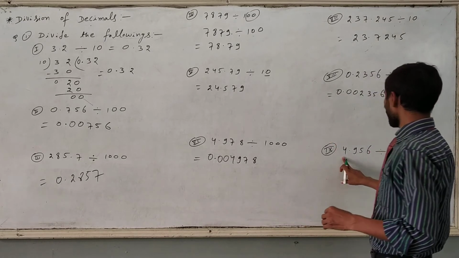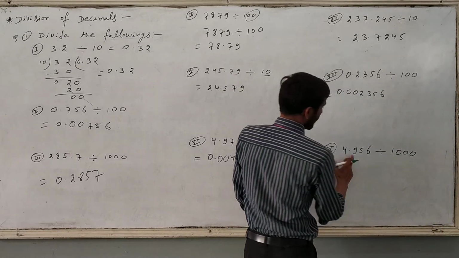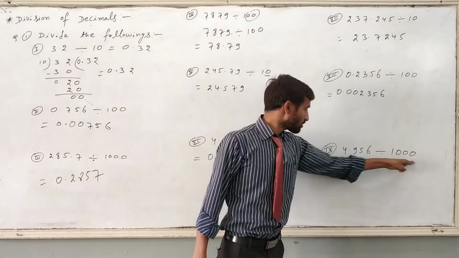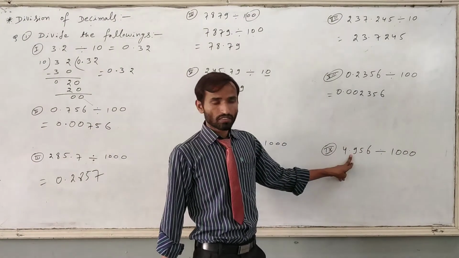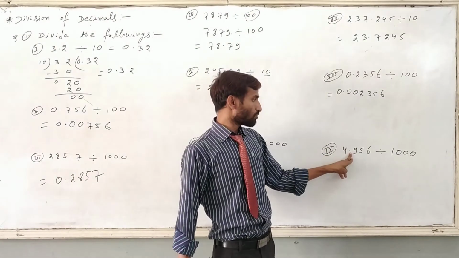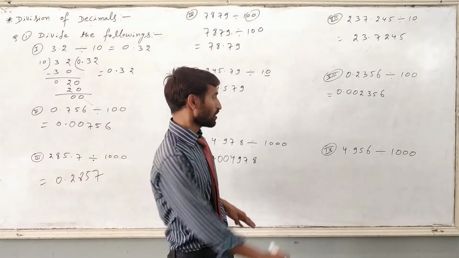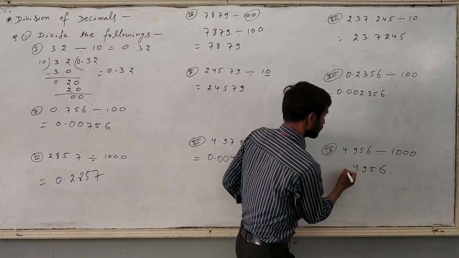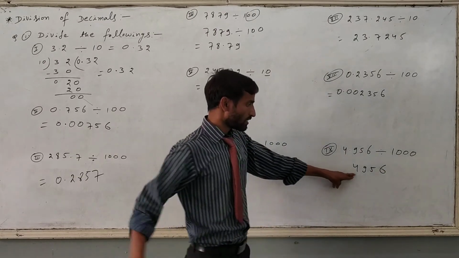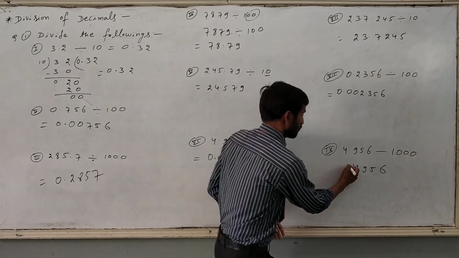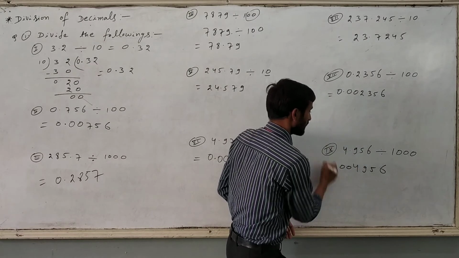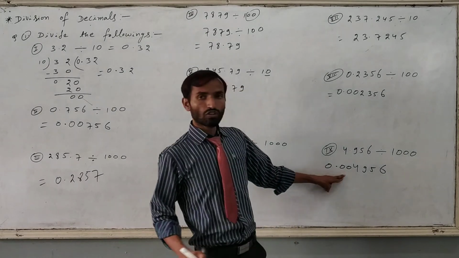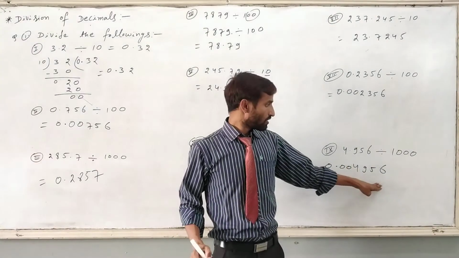Next one is 4.956 divided by 1000. It has 3 zeros and already has 3 decimal places. Again, we have to shift this point 3 decimal places. So just write down all the number, 4956, and we have to put 2 more zeros, so 0, 0. Then shift the point 3 decimal places ahead. So the point will come and 0. So 0.004956 is the final answer.